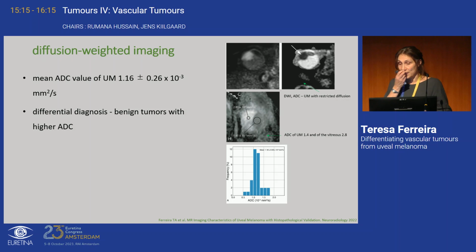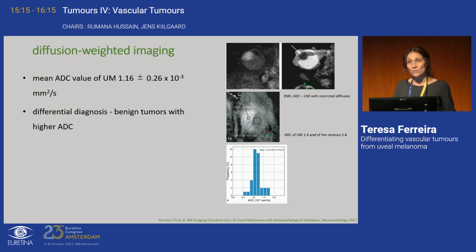On diffusion, uveal melanomas characteristically have what we call in radiology diffusion restriction. How do we evaluate that? With diffusion we get two images, a diffusion image and an ADC. If a tumor has diffusion restriction, like melanomas, it will be very bright on the diffusion image and then turn black on the ADC image. But with diffusion we can also measure the diffusion value, the ADC value, and we know that for uveal melanoma the ADC value is 1.1.